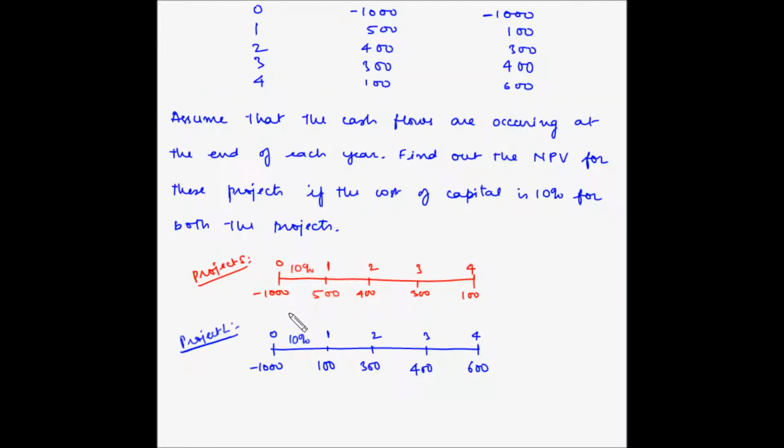So these are the depictions of these two projects on the time scale. The outlay or the investment is shown with a negative sign because this is money coming out of our pocket, whereas the cash inflows are shown with a positive sign because this is coming into our pocket. The cost of capital is 10% for both the projects. So let us first consider project S.